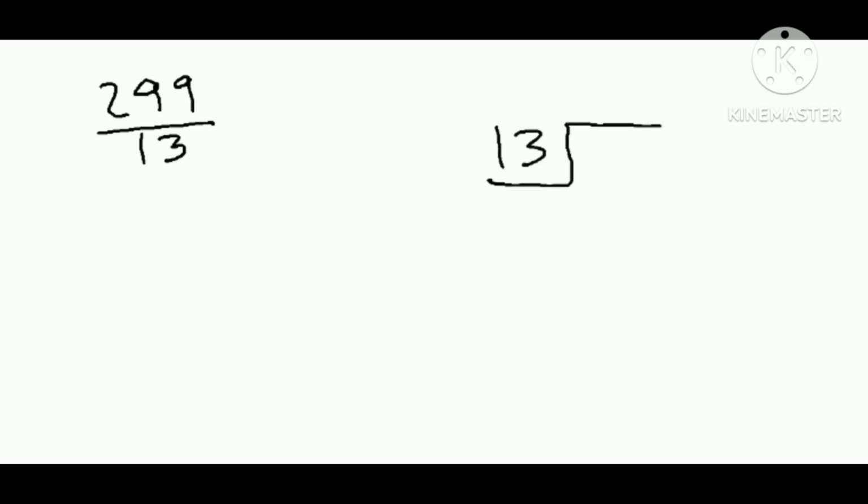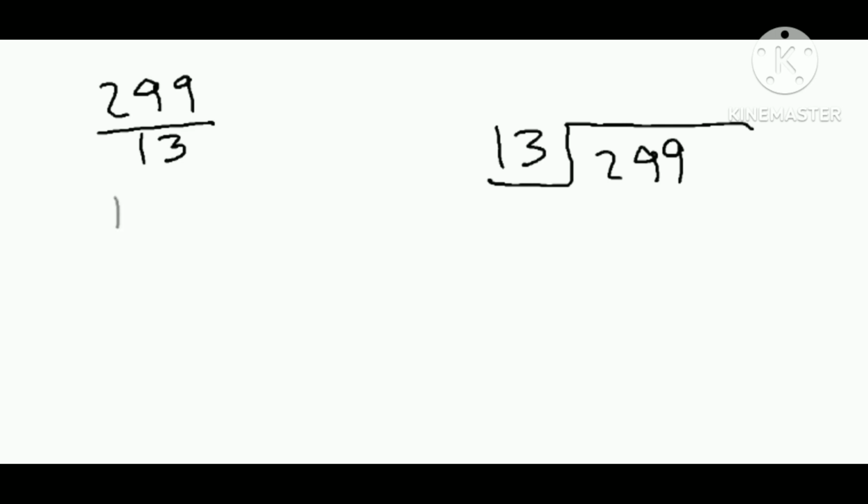So let's say if we wish to divide 299 by 13. How can we do it? Whenever you have a fraction, it basically represents division. You're dividing the numerator by the denominator. So to divide 299 by 13, let's write it this way. Let's put the 13 on the outside and 299 on the inside. So how many times does 13 go into 29?